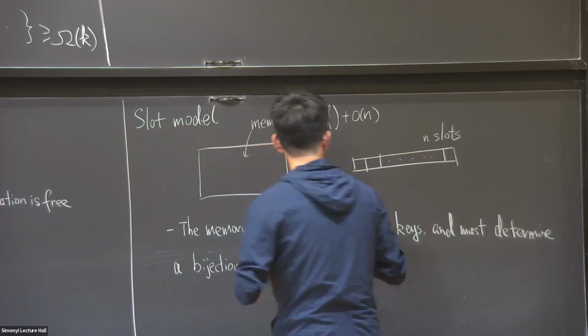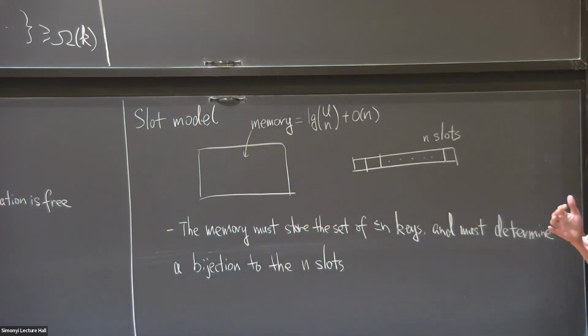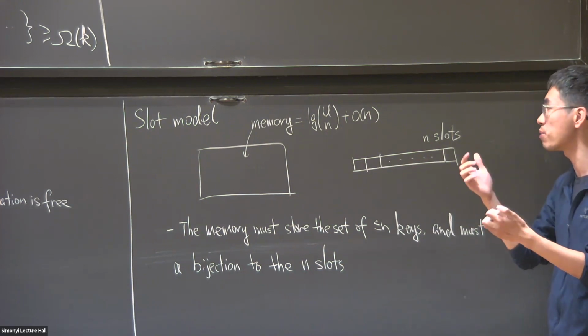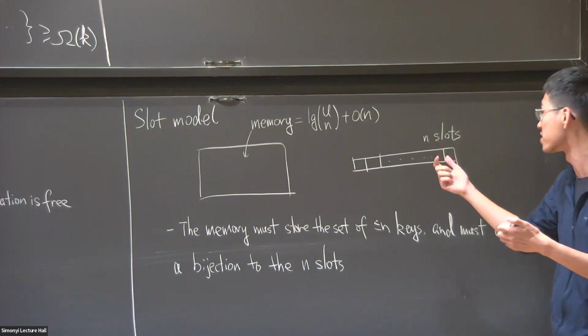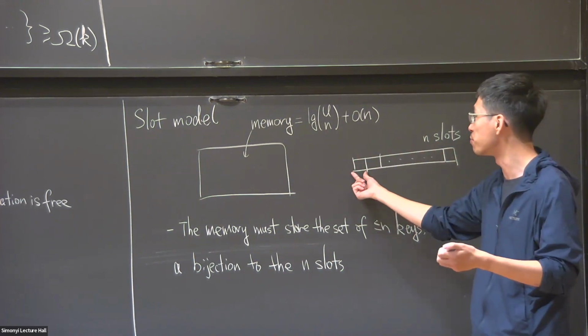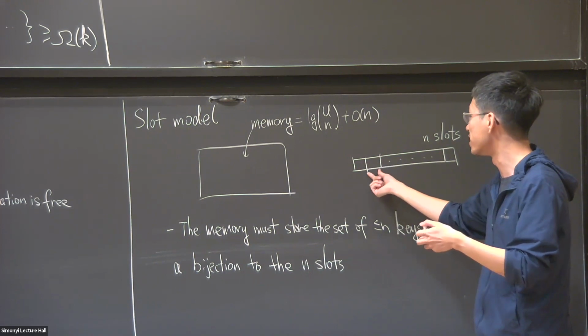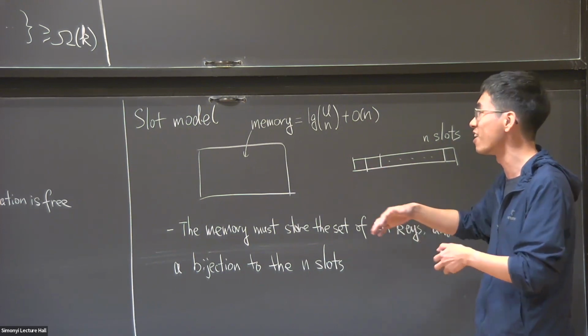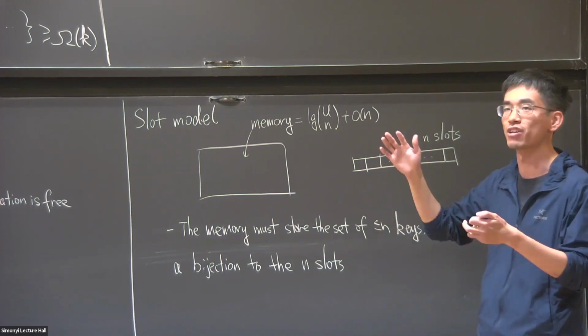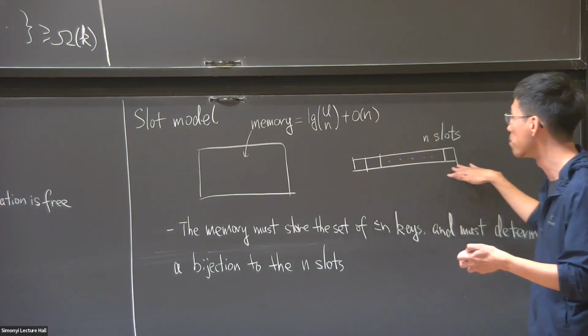Okay, so how should we think about this model? Imagine that in general, we have some data structure. Suppose the data structure has some parts of the memory that are used to store the values. So maybe these log v bits of the memory are always used to store the value of some key. And then maybe there are other log v bits always used to store the value of some other key, and so on. And there are n of them.